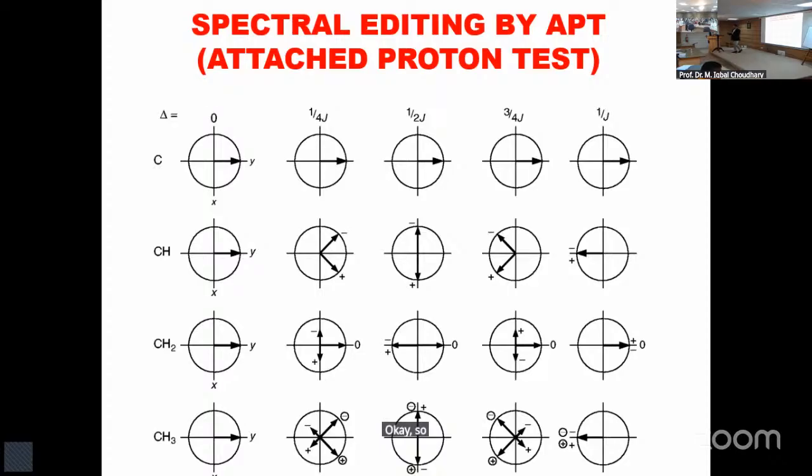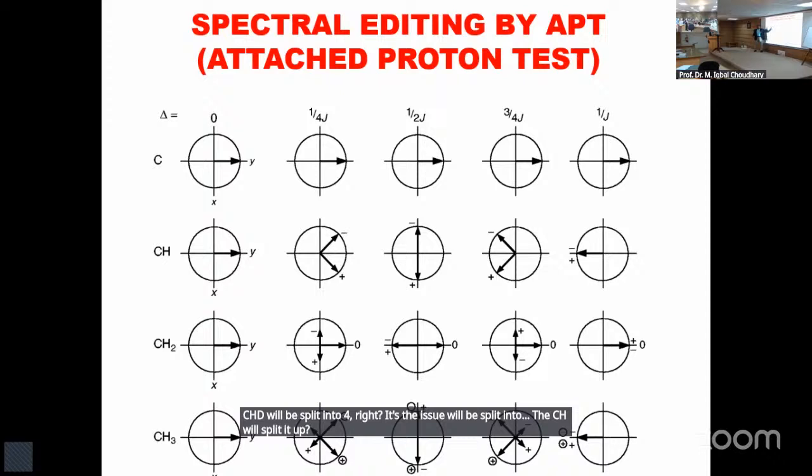Okay, so now since you are here in all 5 dimensions of your presence, I want to invite you to CH3. When you give a 90x pulse, all are on Y. Okay? When you let it evolve, you don't open the detector. You give it time. They will split. CH3 will split into 4, right? CH2 will split into 3. CH will split into 2, and C will split into nothing. And this is your rotating frame. You are standing on it. So it's not moving anywhere.